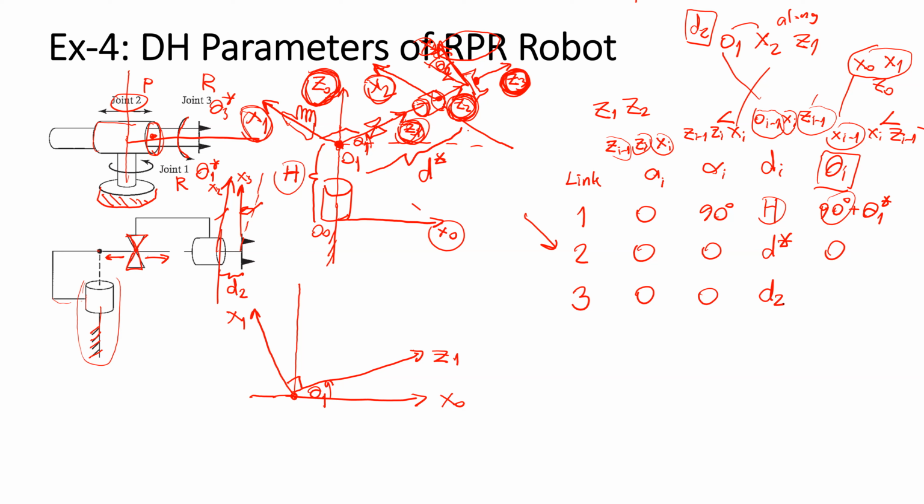And for the angle between x2 and x3 measured about C2, it will be the joint angle that is controlled by the third revolute joint. So here are the parameters of this robot.